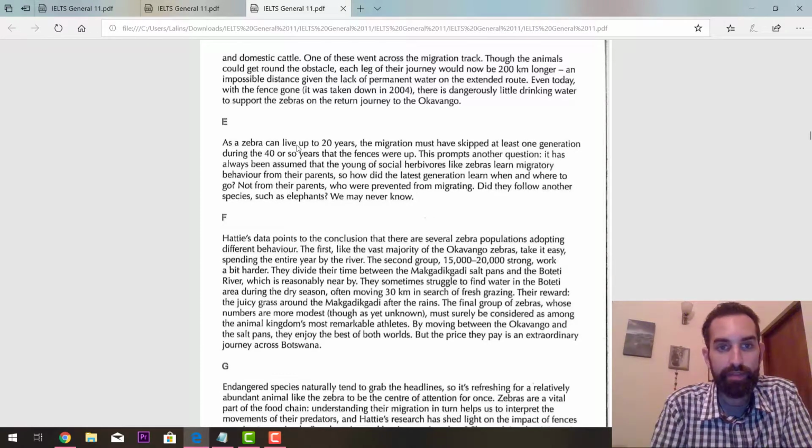As a zebra can live up to 20 years, the migration must have skipped at least one generation during the 40 or so years that the fences were up. This prompts another question. It has always been assumed that young of social herbivores like zebras learn migratory behavior from their parents. So how did the latest generation learn when and where to go? Not from their parents, who were prevented from migrating. Did they follow another species such as elephants?